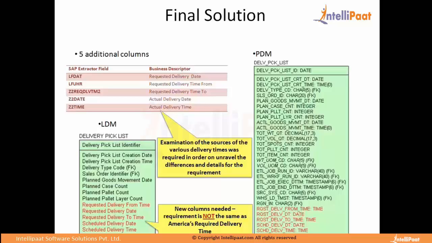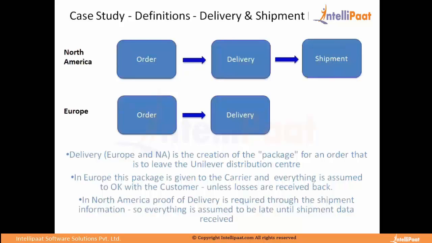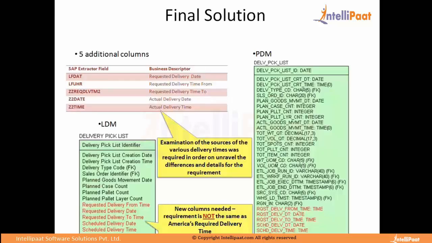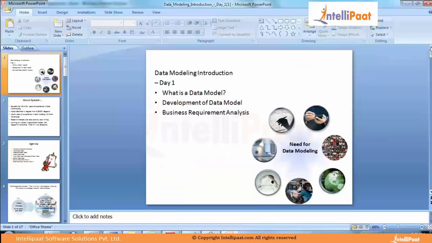All these confusions can be solved if and only if you have a clear picture of your requirement. So here I have covered the need for data models, what data models are, their purpose, the role of the data modeler, the different development processes in data modeling, and we have discussed the business requirement analysis to be done in data modeling and its use through a case study.